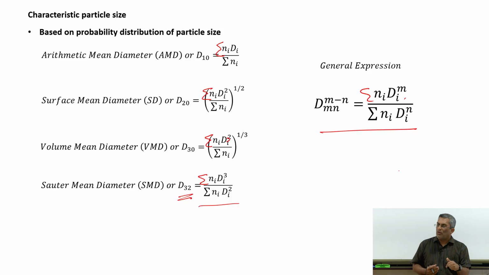And in that case, what do you want SMD to be, higher or lower? You want to maximize area for a given volume. So SMD should be lower. SMD should be smaller. Okay.